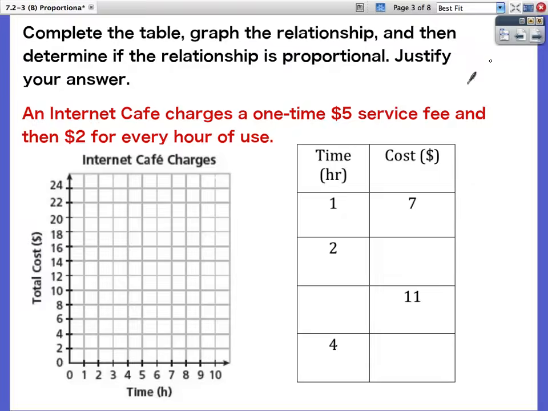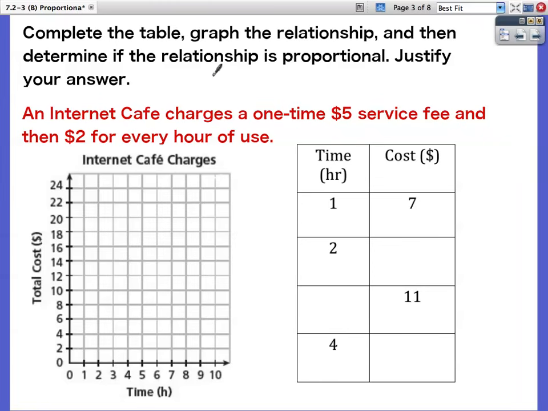Okay, so here's the first example. It says complete the table, graph the relationship, and then determine if the relationship is proportional. Justify your answer. An internet cafe charges a one-time $5 service fee and then $2 for every hour of use.